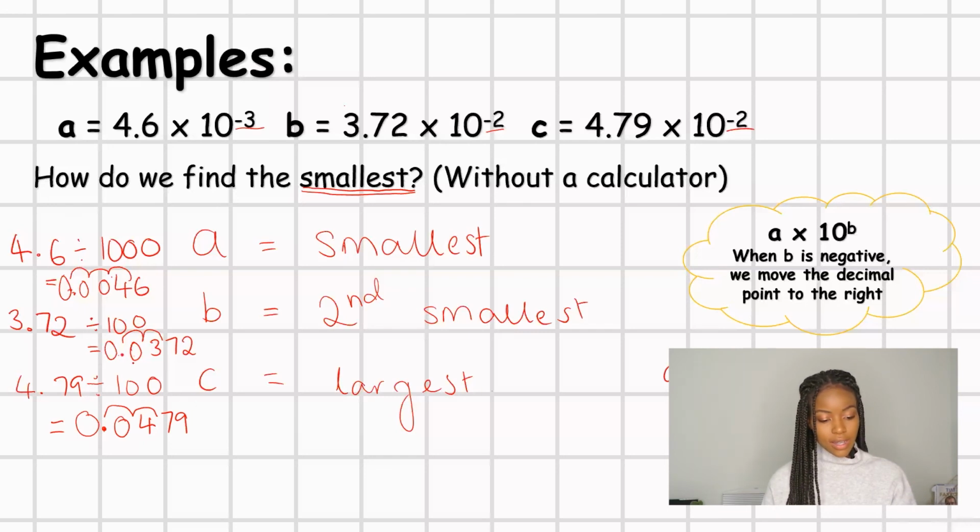Again, looking at these, the 4 is bigger than the 3, so we can see that C is bigger than B. And this was a lot easier to deduce by looking at the power of B and then looking at A. And that is how you determine which ones are bigger and smaller.